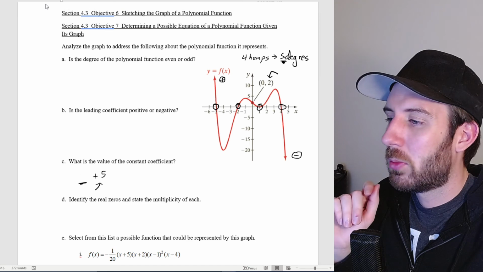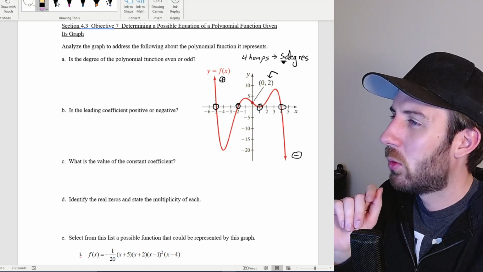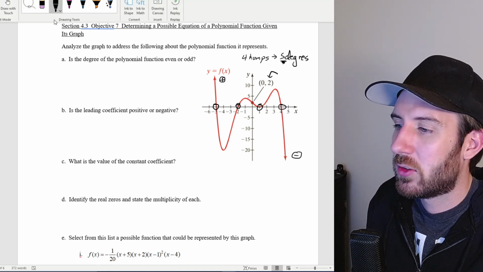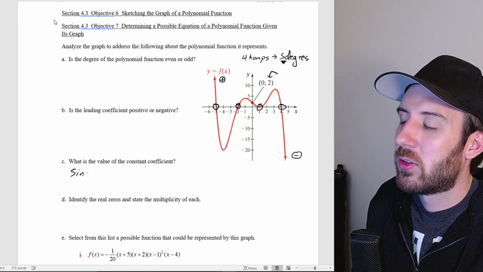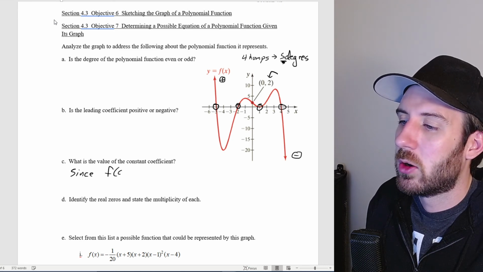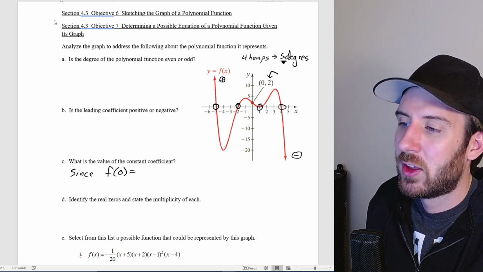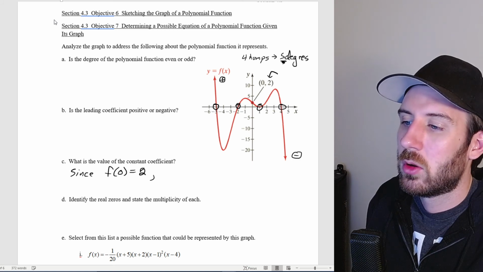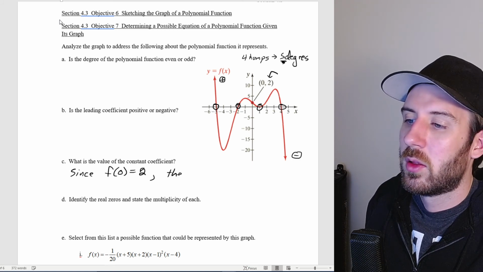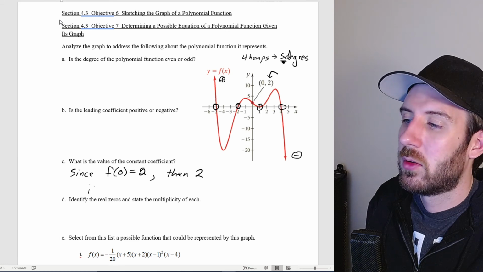Okay, so we did that one together. We'll put that in, and we'll write down some reasoning for it. So the value of the constant coefficient, we can say, since f of 0, when we put in a value of 0 for x, equals 2, then 2 is the constant.